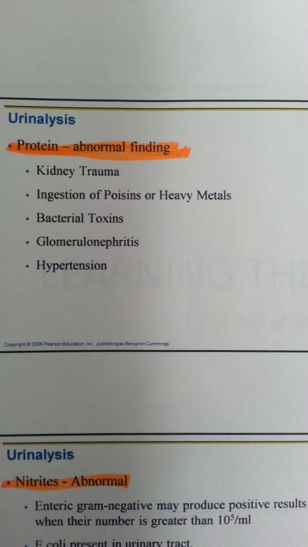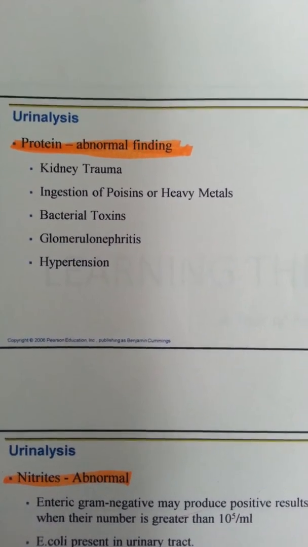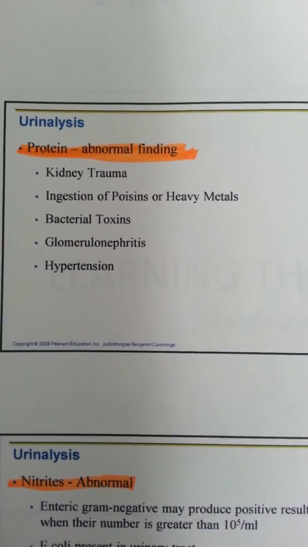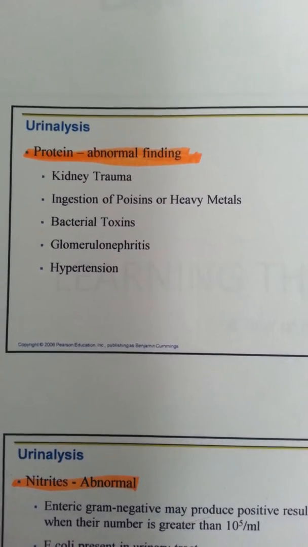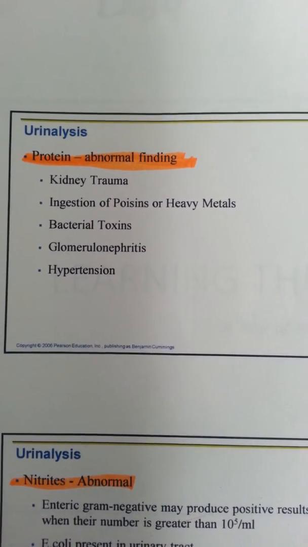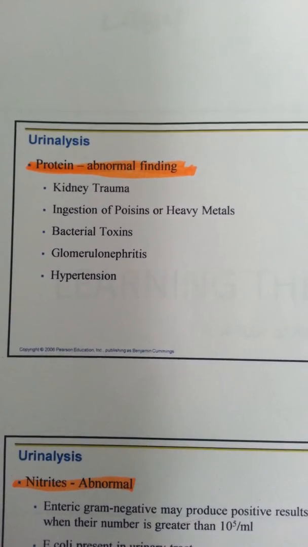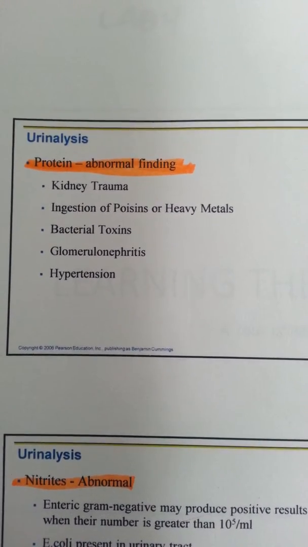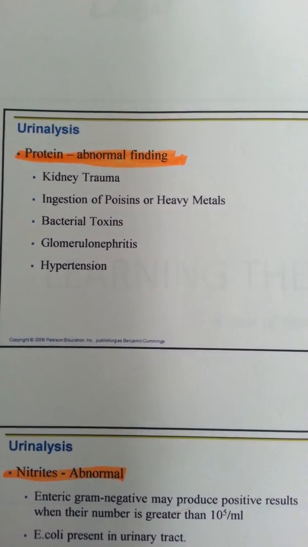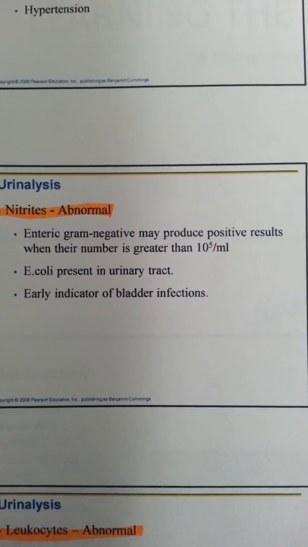We have protein here, like I said when it came to blood. Protein in blood should not be found in the urine. Again, with the glomerulus. Remember that, with the strainer, okay? Now, protein is an abnormal finding in urine. It may mean kidney trauma, ingestion of poisons or heavy metal, bacterial toxin, glomerulonephritis. Remember the glomerulonephritis, and hypertension.